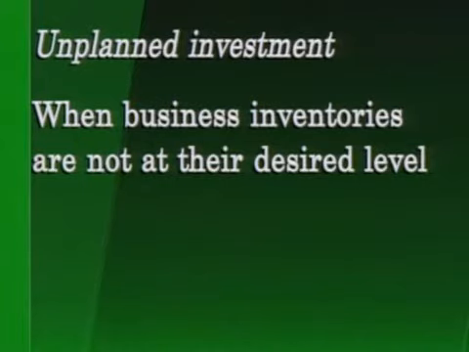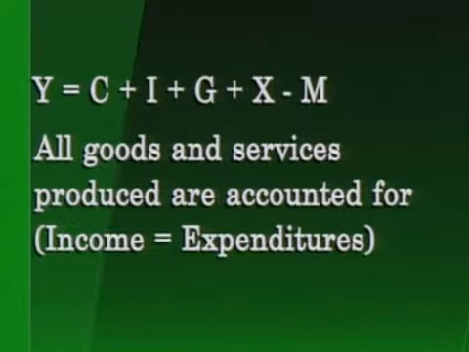Let's consider now that firms do care about levels of inventories and that they'll change their rate of production in order to maintain inventories at desired levels. We define investment as being comprised of planned investment and unplanned investment. Unplanned investment can be thought of as having occurred when business inventories are not at their desired levels. Given this, when we write the equation Y is equal to C plus I plus G plus X minus M, the equality between output or income and aggregate expenditures now signifies that inventories are at their desired levels, or there is no unplanned investment.